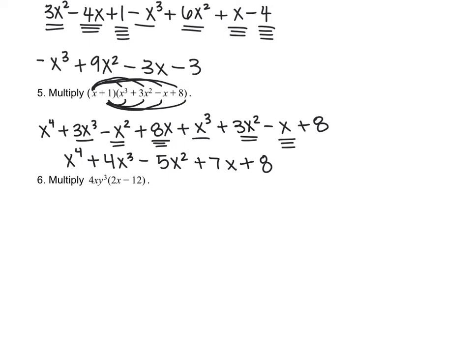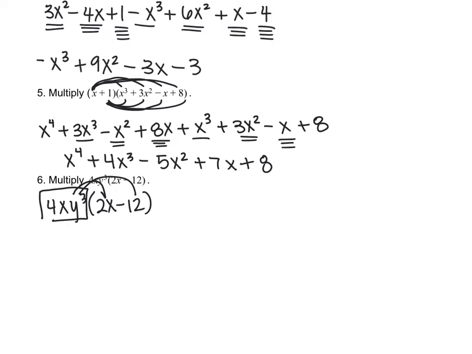Okay. Next, we have 4xy cubed times 2x minus 12. And I rewrote it so I could draw the lines to distribute. So 4xy cubed is one term that we're going to multiply into our parentheses. So when we multiply numbers and we multiply variables.